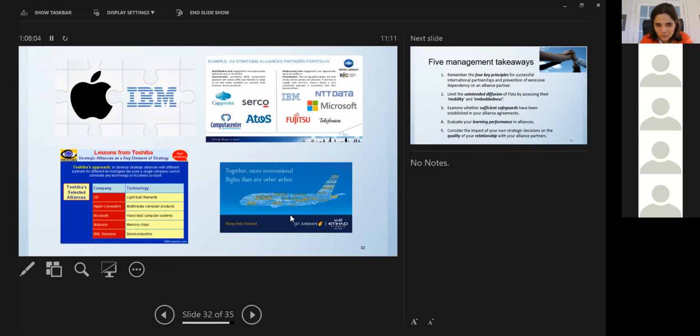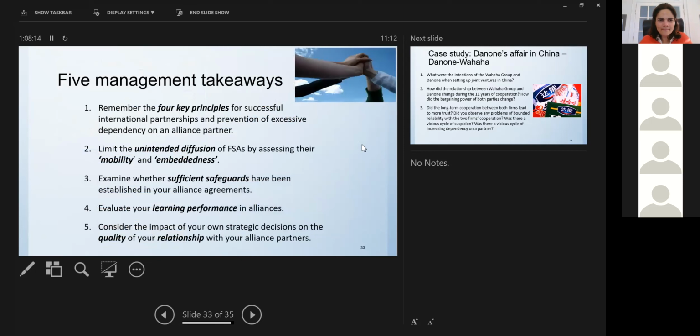Now, this is an older advertisement for Jet Airways. There's also Etihad. They form an alliance. So if you think about it, there are important key principles for successful international partnerships and international alliances.